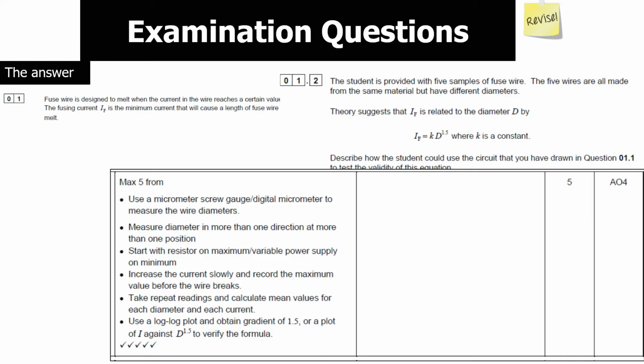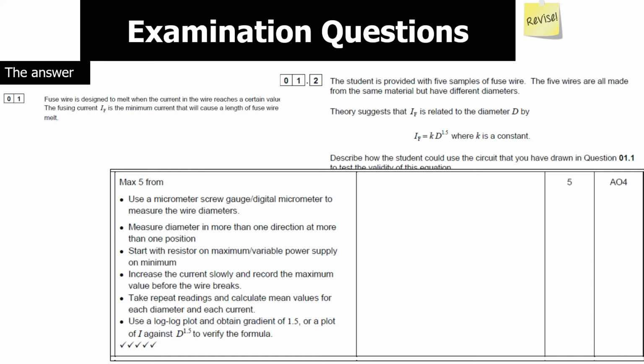We then need to measure the diameter in more than one place and in more than one direction to get accurate results, so always consider accuracy. You'd then start with the resistor on a maximum value, and then the variable power supply on the minimum, and then increase the current slowly and record the maximum value before the wire breaks.